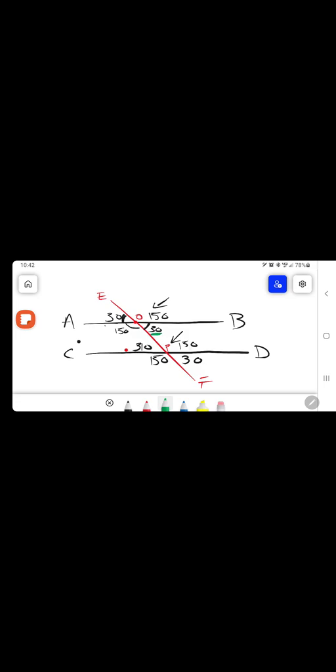This point right here and this point right here, they're also going to add to 180. This point right here and this point right here, those angles are also going to add to 180. Whenever you have some angle plus some angle that equals 180, those are called supplementary angles.